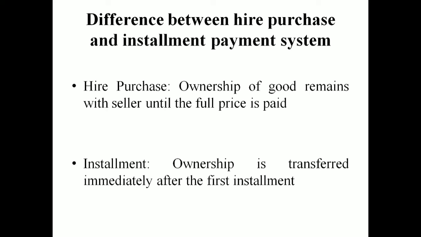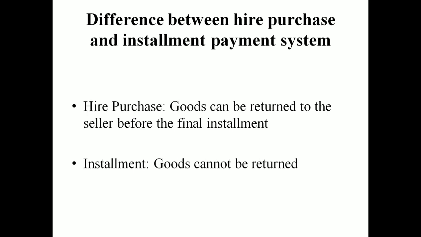In case of installment system, the ownership is transferred immediately after the payment of the first installment. So once you pay the first installment, automatically the ownership is transferred to the buyer. And in case of hire purchase, goods can be returned to the seller before the final installment. There is that option in hire purchase. And in case of installment system, the goods cannot be returned. He can't return the goods in an installment system.